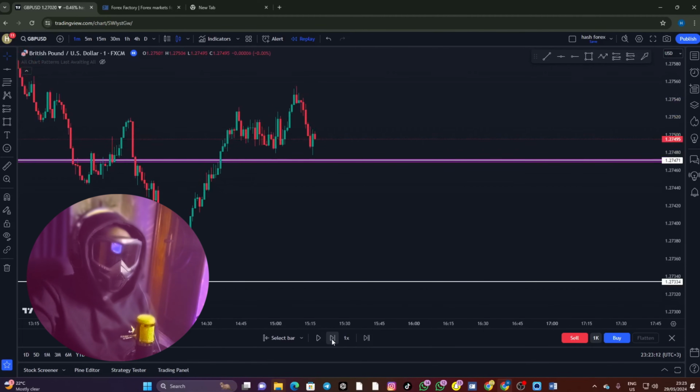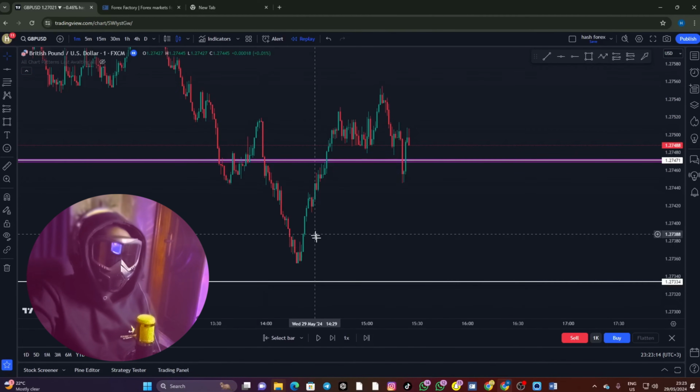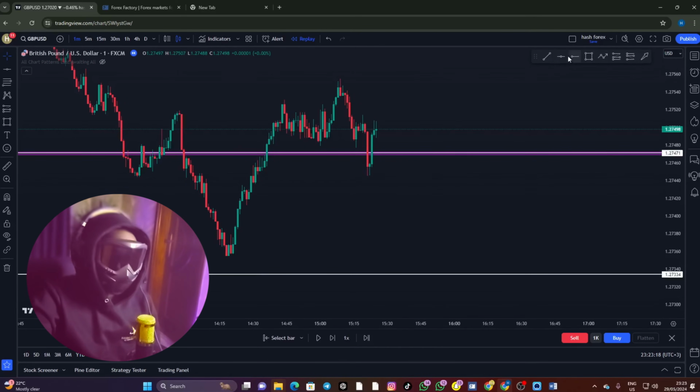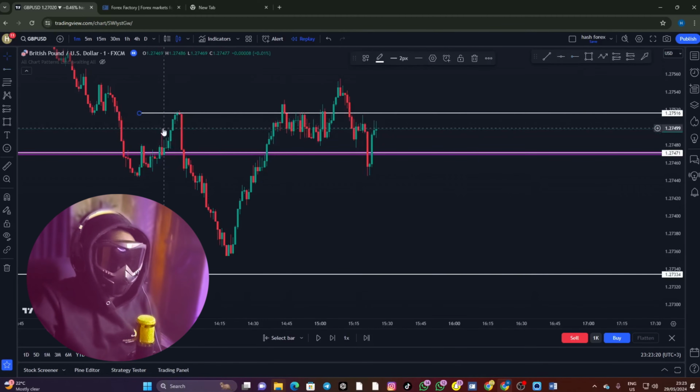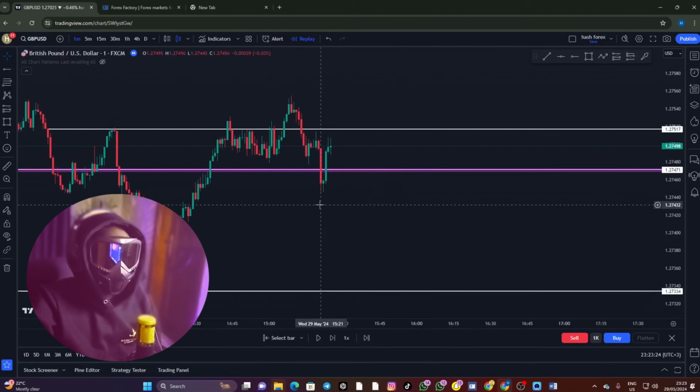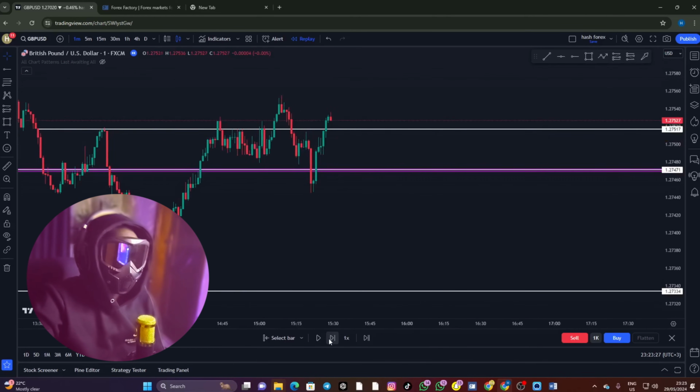It's going back there, going back there, and it is still respecting this low here. We shall still be looking for sales.